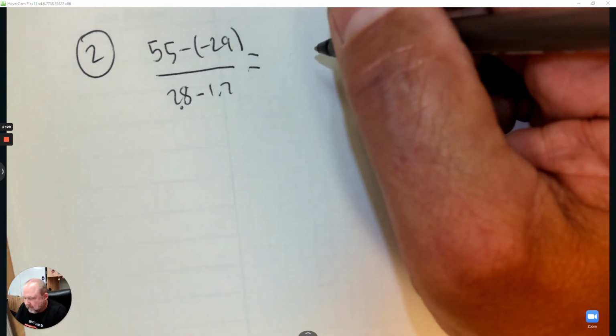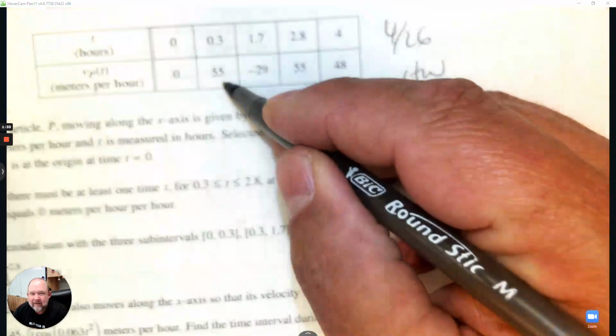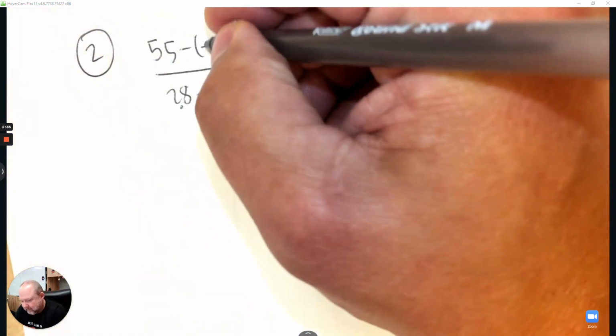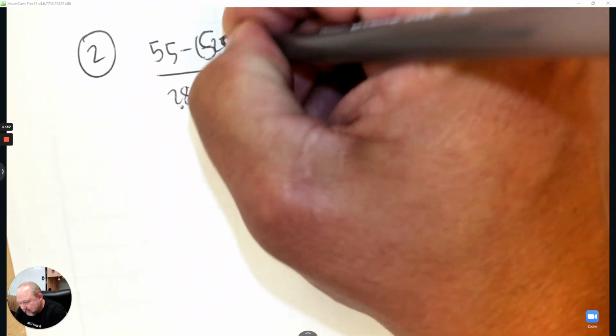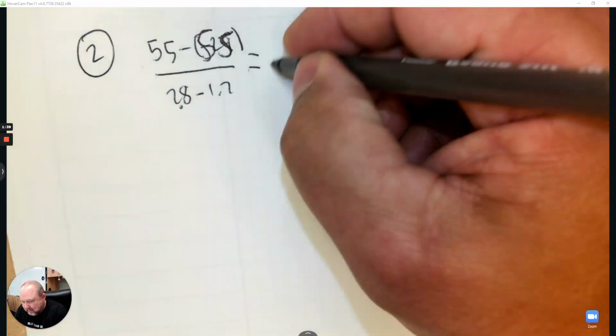Oh, I put in the wrong numbers. It wasn't going to equal 0. Sorry, it's 55 take away 55 and this and this. So obviously 55 take away 55, there it is, 0.